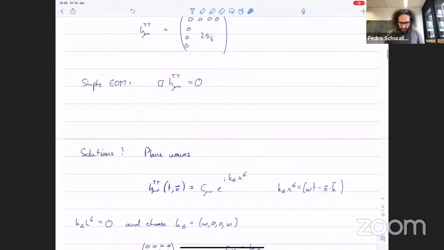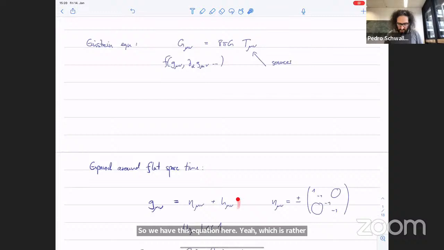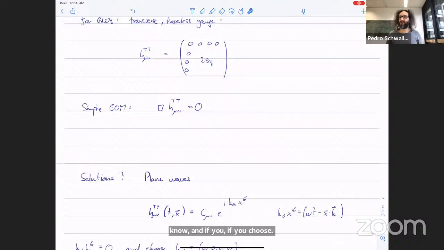So we have this equation here, which is rather complicated. We insert our expansion for the metric and keep only the leading order terms, but you still get like 6 or 8 terms. If you choose a transverse traceless gauge, you find a particularly simple equation. In particular, we also know the solution already. Why should you solve something more complicated?